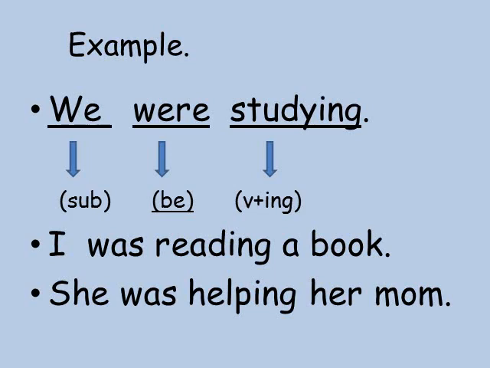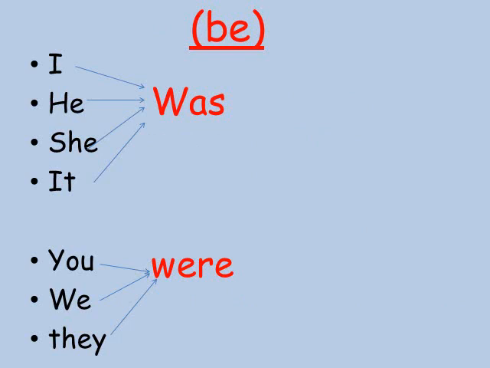Another example, I was reading a book. She was helping her mom. Now what I want you to pay attention to is that the verb be will take two shapes or two forms. With I, he, she, and it, we will use it as was. I was, he was, she was, it was. But with you, we, and they, we will use it like were. We will say you were, we were, they were.